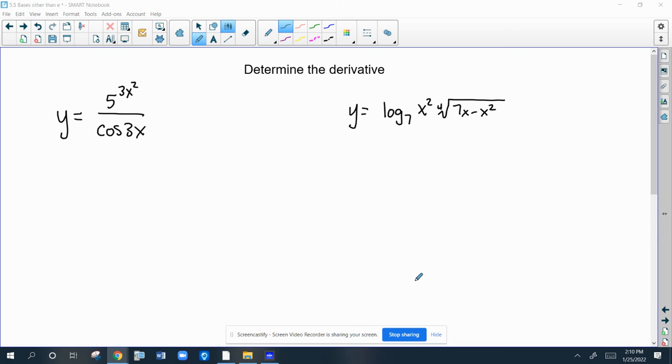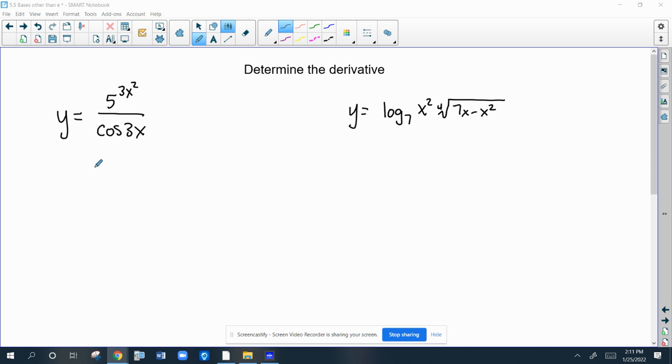All right, here we're going to look at two derivatives at no extra cost to you. And they both involve, well, the first one involves an exponent that's not base e, and the second one involves a log that's not base e. In other words, not a natural log. So we'll do the exponent first.